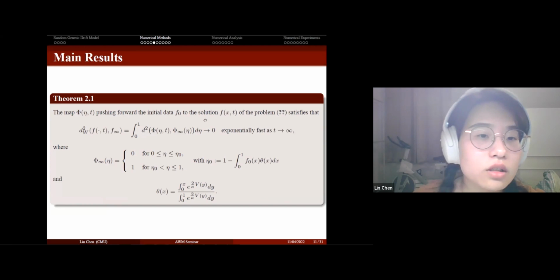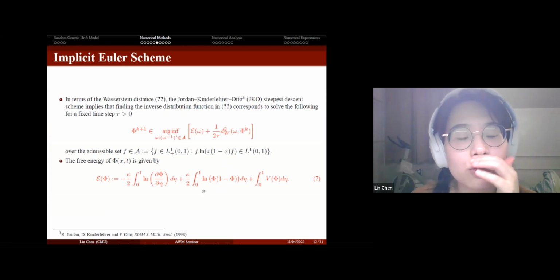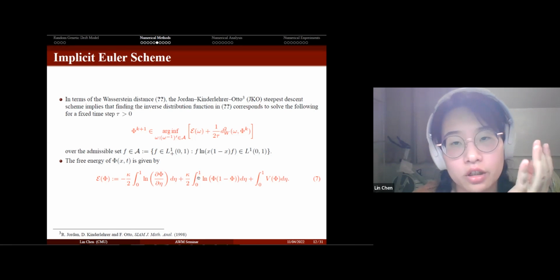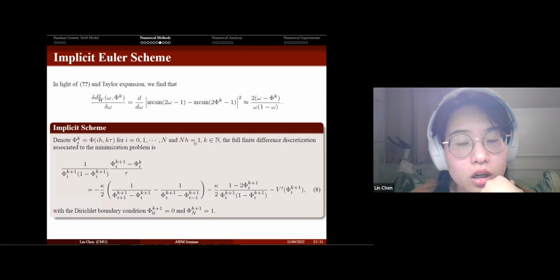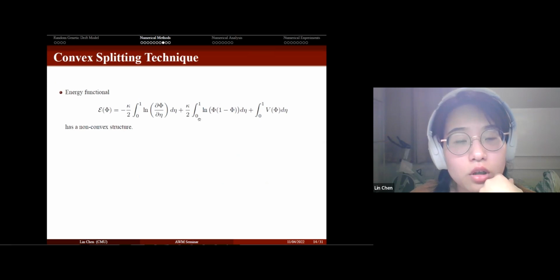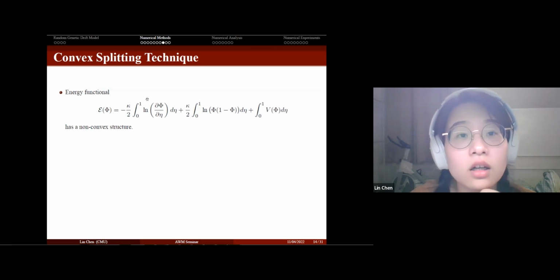Here we know that this functional is a non-convex functional. So it means that we cannot solve the implicit Euler scheme directly because we don't have the convergence of the Newton method. So we propose a proper splitting step for our scheme. It's called convex splitting technology.